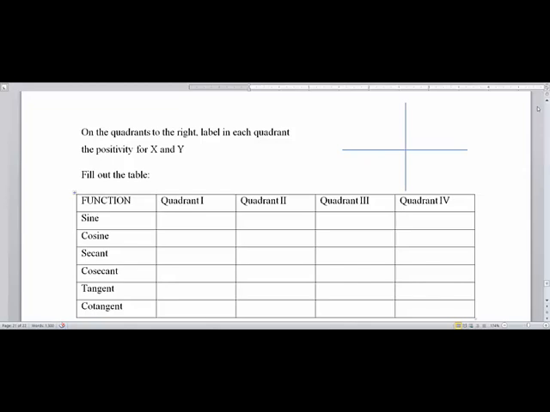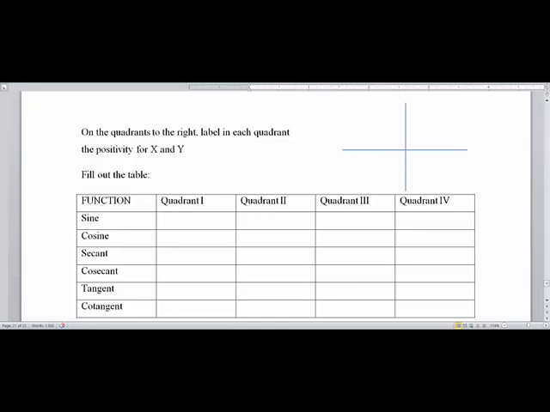So one of the cool things that you did in the previous video when we looked at sine, cosine, tangent, and the reciprocal functions is you pondered what the positivity and negativity would be on a coordinate plane. So here I have a coordinate plane, it's blank, and we're going to fill in the quadrant numbers and names.